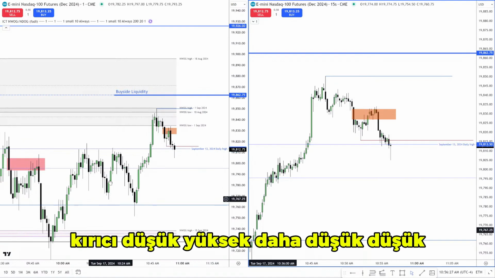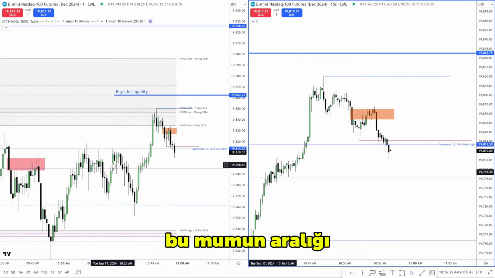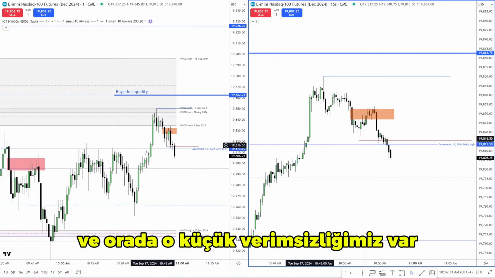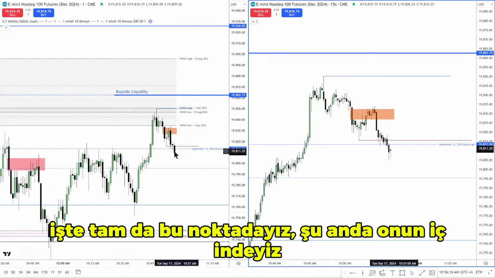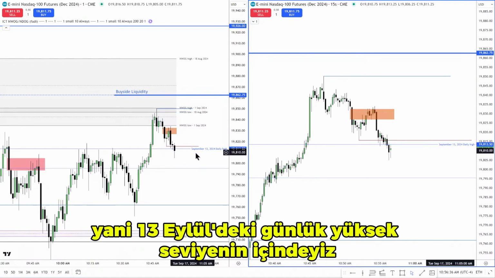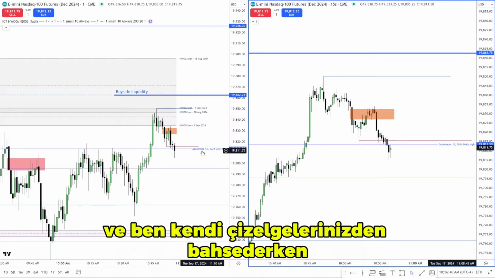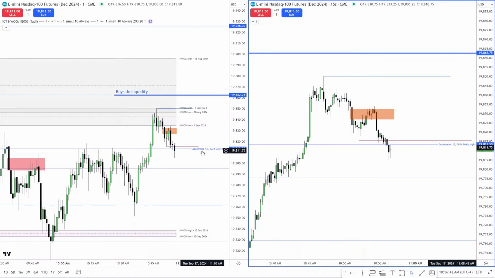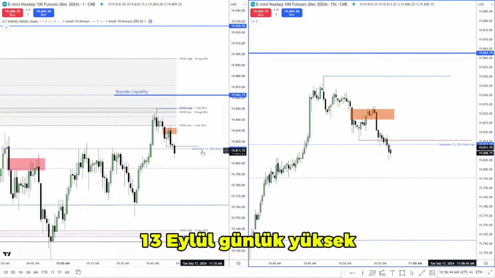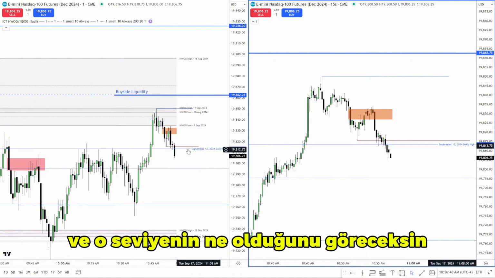Breaker, low, high, lower low. This candle's range, and we have that little inefficiency there. That's where we're inside of that right now. So I'm watching it. We're inside of the September 13th old daily high. And while I'm talking, on your own charts you should drop a line on that September 13th daily high, and you'll see what that level is.